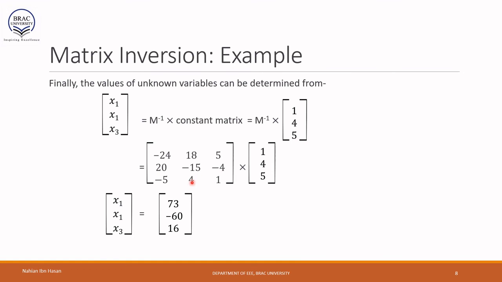So if we multiply these two matrices, this is a matrix multiplication, and after multiplying this, the resultant will be a 3 by 1 matrix. That means it's a vector of length 3. On the right hand side, we will have the unknown variables, since x equals the inverse of the matrix times the constant matrix. So x1 equals 73, x2 equals minus 60, and x3 equals 16. So in this way, using the inverse formula of matrices, we can easily get the unknown variables.